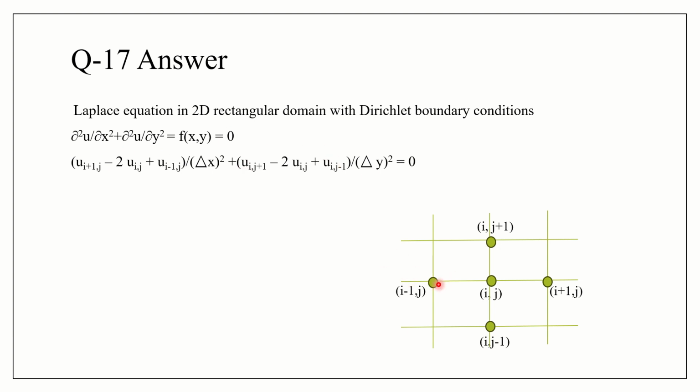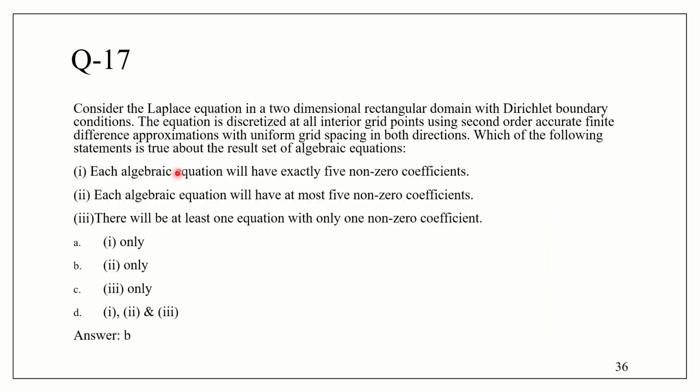But consider this is the boundary point. So we know the value of this, so u(i−1,j) would be a known value. So it would not be constituting there, so that would be less 1. 5 minus 1, it would be 4. So it can have at most 5 values, but we can't say all the equations will have exactly 5. Some equations will have 5, some equations will have less than 5. So we can say it will have at most 5 non-zero coefficients. So statement 2 is right, B is the right answer.